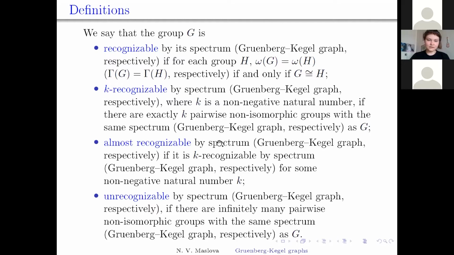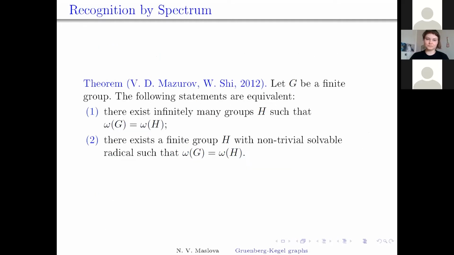A group is almost recognizable if it is K-recognizable by spectrum or by Gruenberg-Kegel graph for some non-negative integer K, or unrecognizable if there are infinitely many finite groups with the same spectrum as G, or respectively, by Gruenberg-Kegel graph, there are infinitely many finite groups with the same Gruenberg-Kegel graph as the Gruenberg-Kegel graph of G.